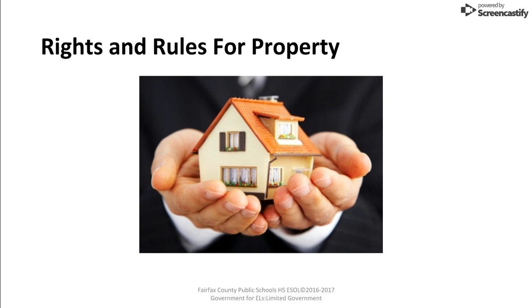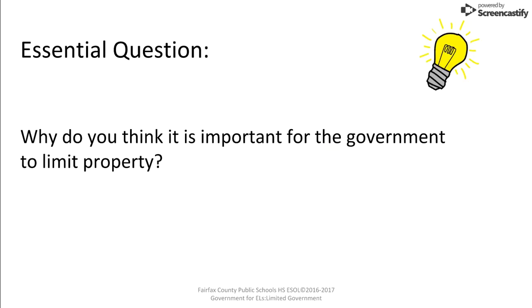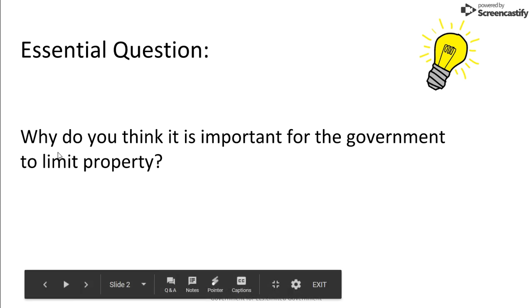And property is something that you own. It could be like a house, a car, cell phone, your backpack. And here's a question. Why do you think it is important for the government to limit property? So you're free to own property in the United States, but the government is able to limit property, what you're able to do with it.